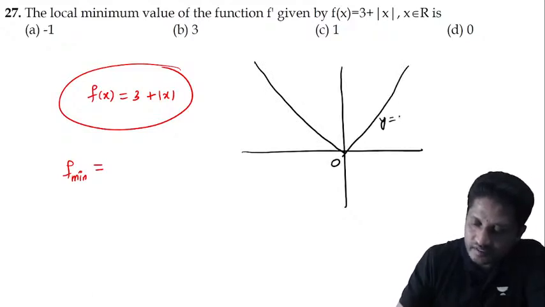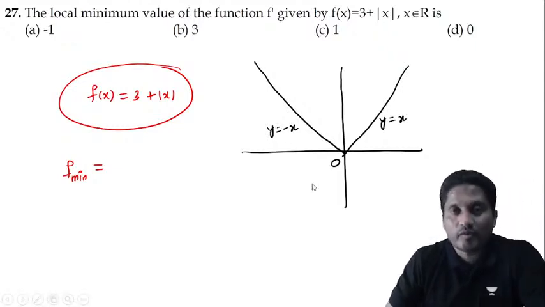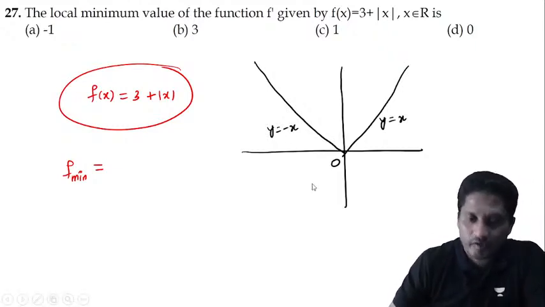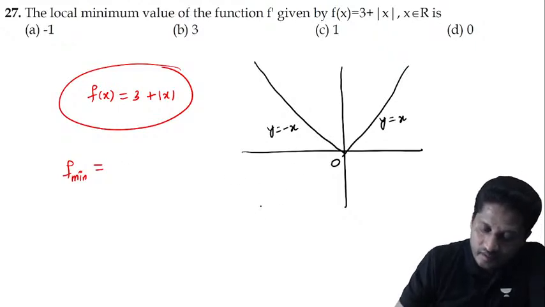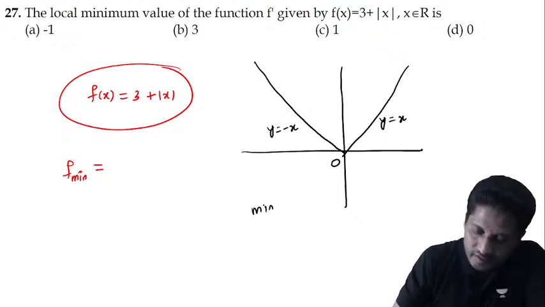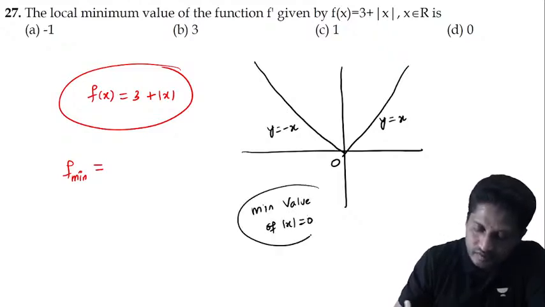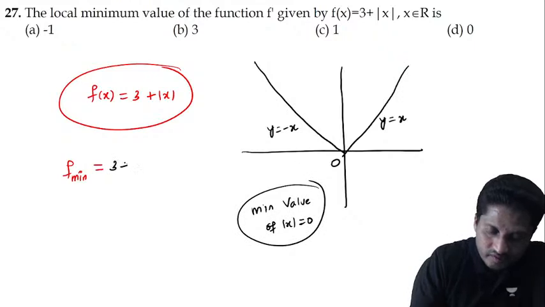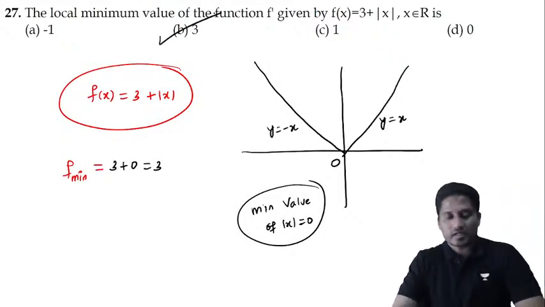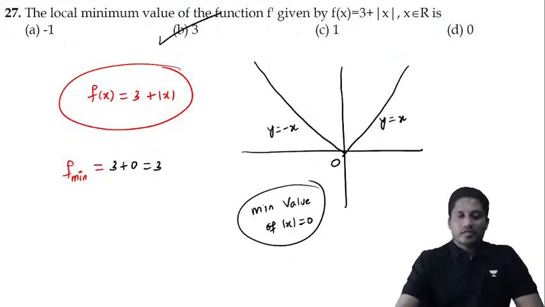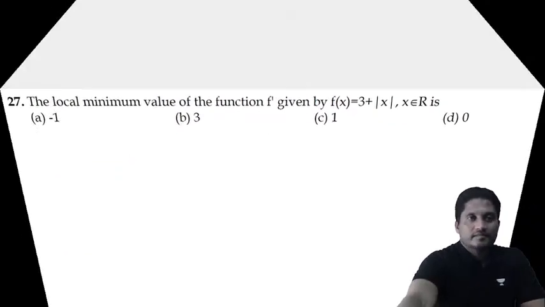This is y is equal to x. This is y is equal to minus x. The minimum value of mod cannot be negative; the minimum value of mod is 0. So the minimum value of modulus of x is 0. F minimum is equal to 3 plus 0, which is equal to 3. So the minimum value of mod is 0, and the answer will be 3. Let's move to the next question.